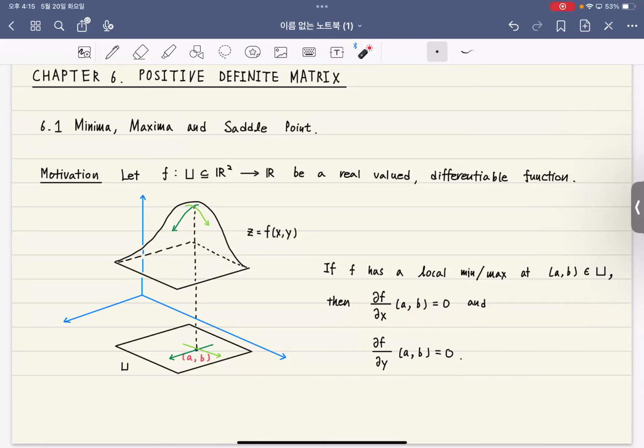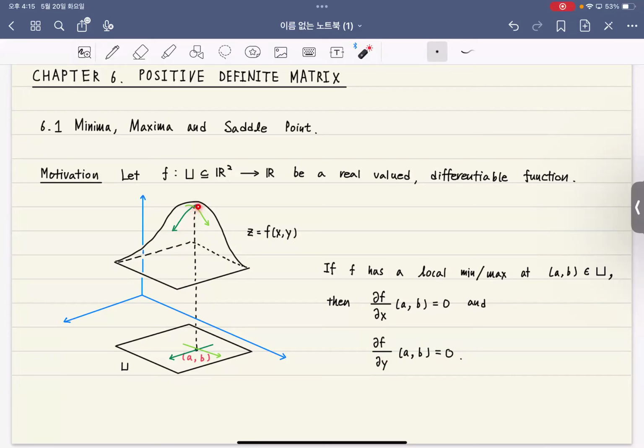So the partial derivative of f with respect to x equals 0, and the partial derivative of f with respect to y also equals 0. Why is that? To explain this, suppose it has a local maximum. In this picture, it has the local maximum at (a, b). So that means there is a mountain peak over here.